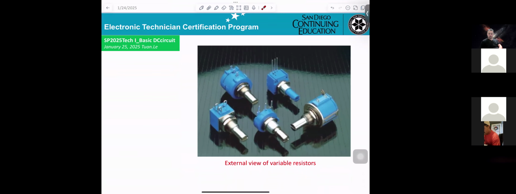That will be the external view of a variable resistor. That means for this resistor, they get a button here, you can turn around. That means you can change the value of the resistor. I'm giving you an example. You get a 1 kilo ohm resistor. That means you can get any resistance from 1 ohm to 1 kilo ohm by adjusting this part. That's what they call variable. Okay?